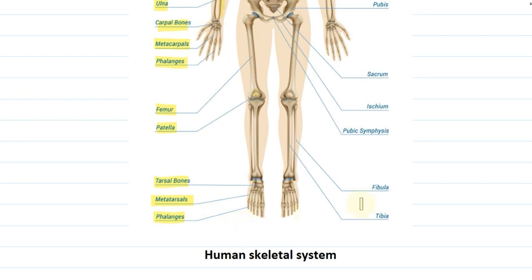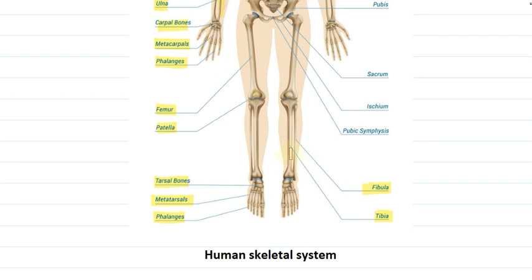Then let's come to the tibia. This one is the tibia, and after that there is the fibula. The tibia and fibula are 2 long bones in the lower leg. They connect the knee and ankle. The knee and ankle are connected by these 2 bones. They are separate bones. Tibia is the shin bone.